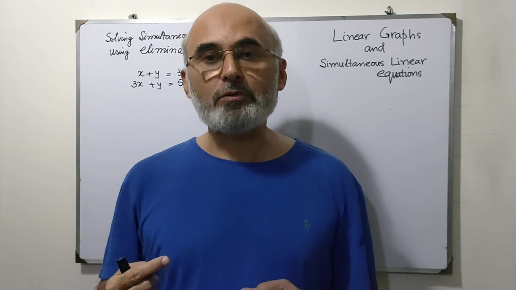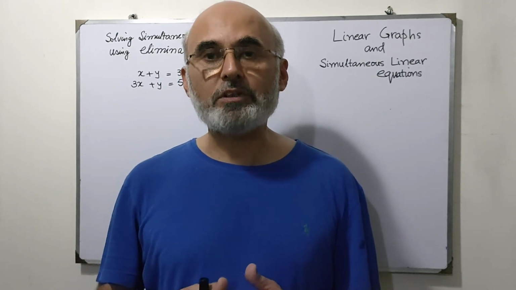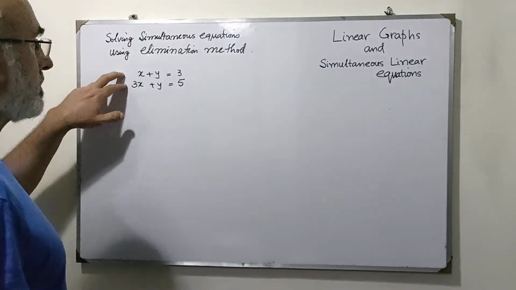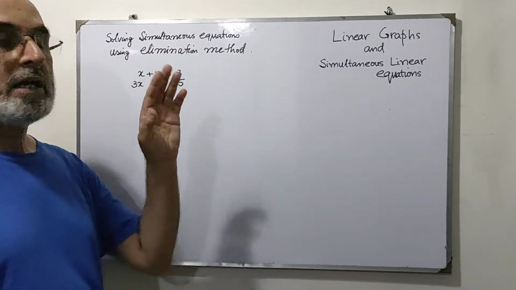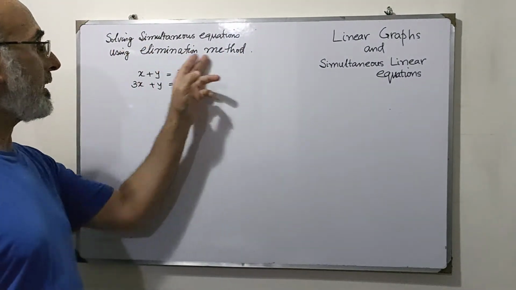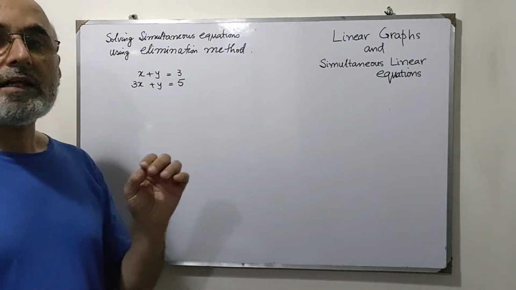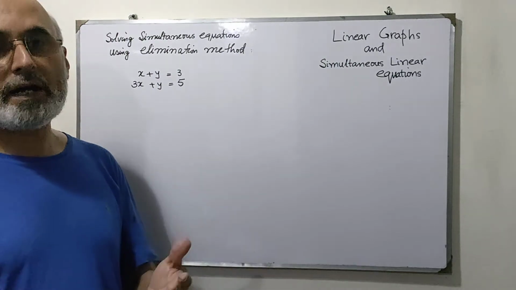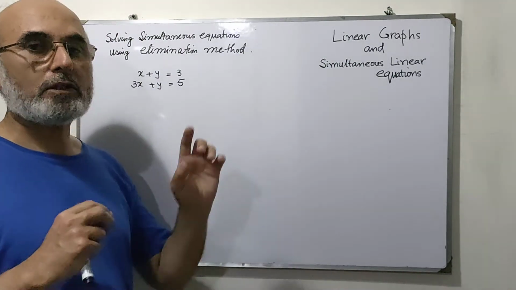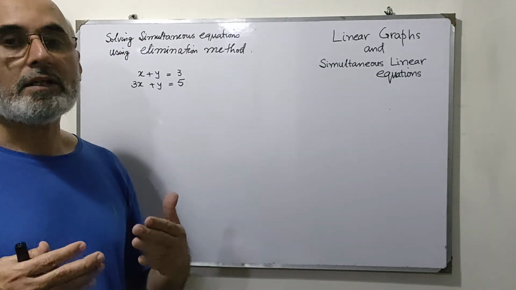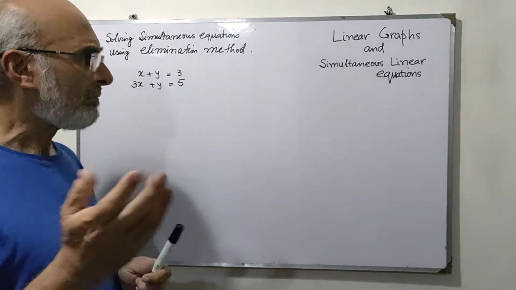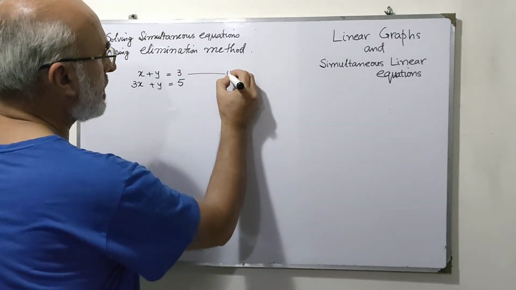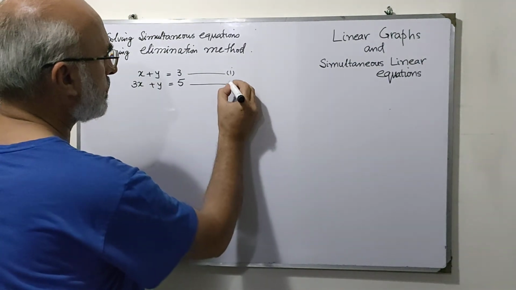Now coming to the second method, which is the elimination method, and I'm going to use the same equations. In this method, as the name implies, I'm going to eliminate either x or y, and once I have eliminated one variable, I'll have the value for the other. So let's do that. First, I'm going to name these equations 1 and 2.